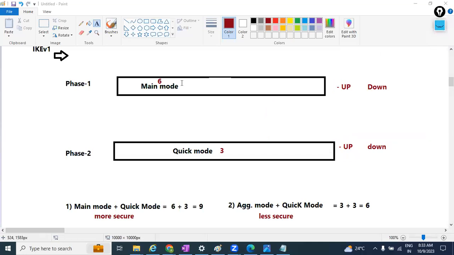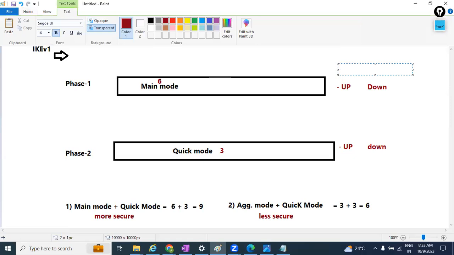Once phase 1 is up, the default timer is 24 hours. So it would be up for how many hours? 24 hours, and in seconds, this is the seconds over. For phase 2, the default timer is 1 hour, and in seconds, it would be 1300 seconds. Can you note it down? These are the timers.